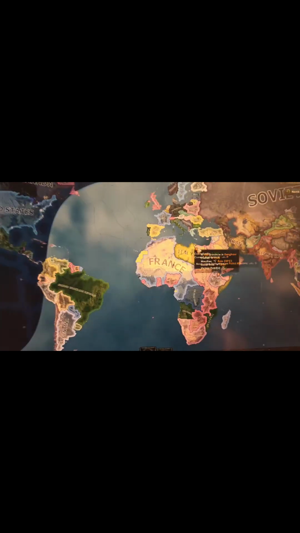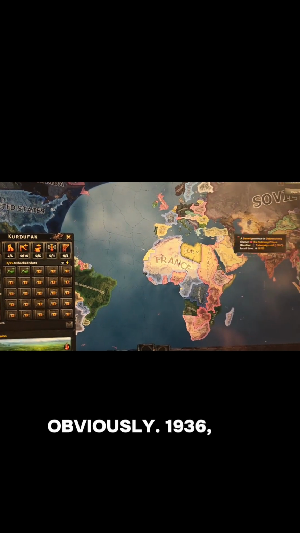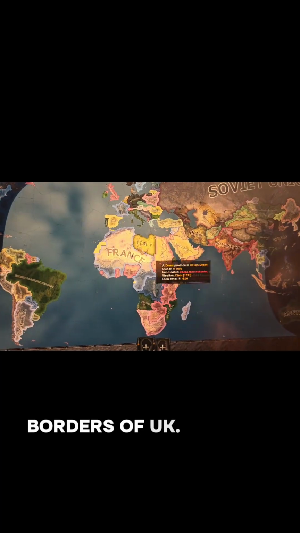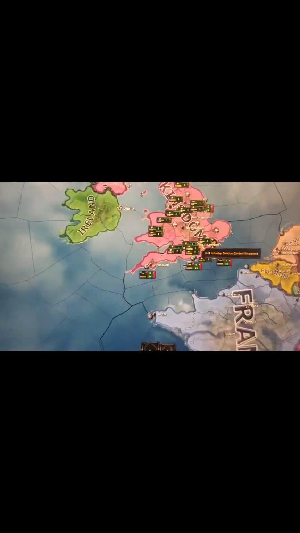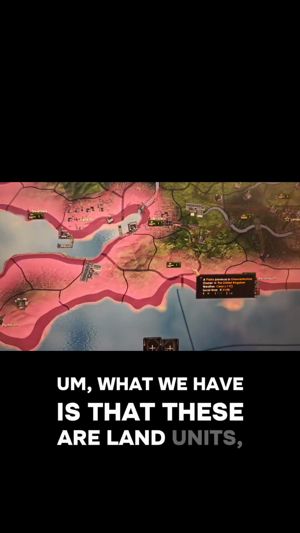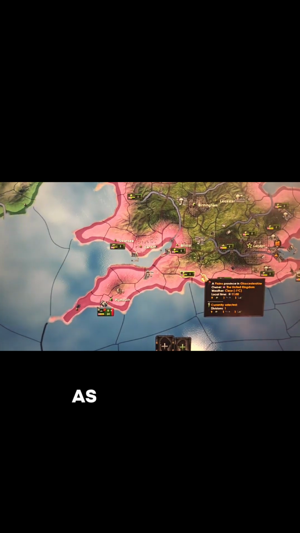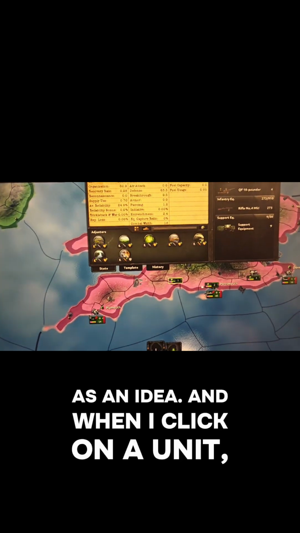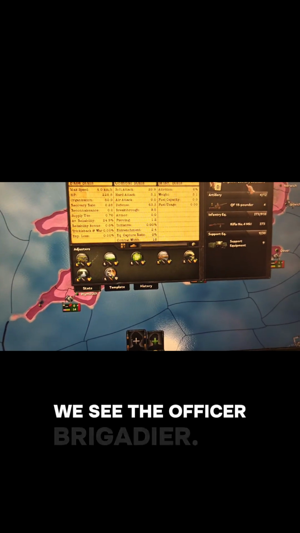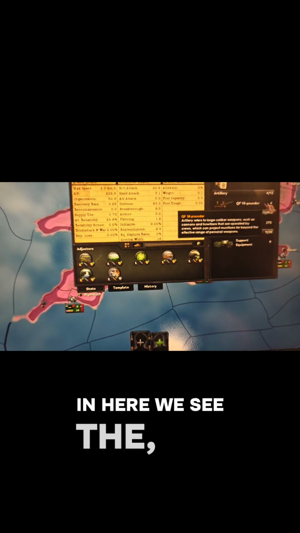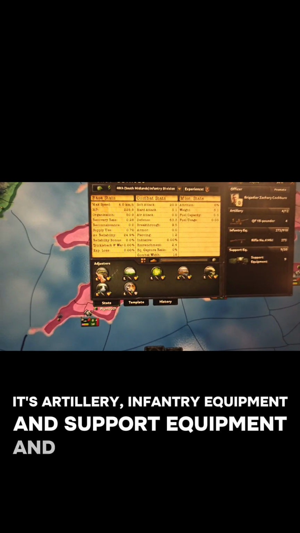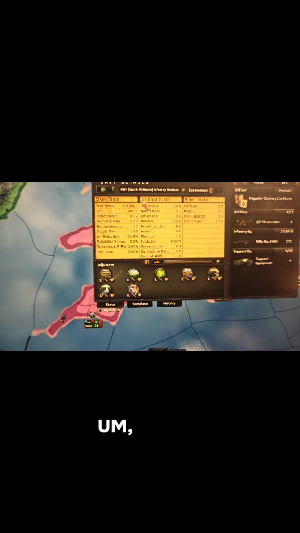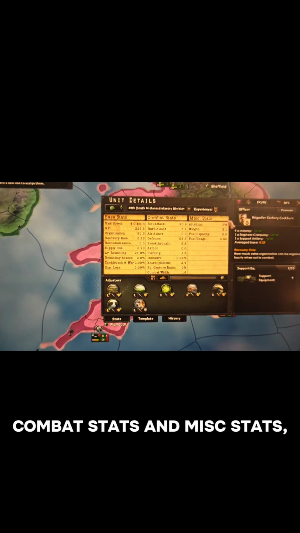The world map, obviously, has 1936 borders of UK. But what I envision is today's world. What we have is these are land units, obviously as an idea. And when I click on a unit, we see the officer, a brigadier, for example. We see each unit that is attached to it: artillery, infantry equipment, and support equipment, and advisers also, like stats, combat stats, and misc stats, as you see.